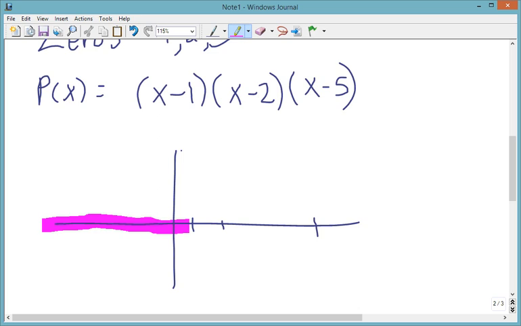So we do know that these are all going to be the same. If they're positive, they're all positive. If they're negative, they're all negative. And let's look what happens. Let's plug in, let's say, 0. Then I'd have negative, negative, negative. So 3 negatives, that makes a negative. So everything in that interval is negative.